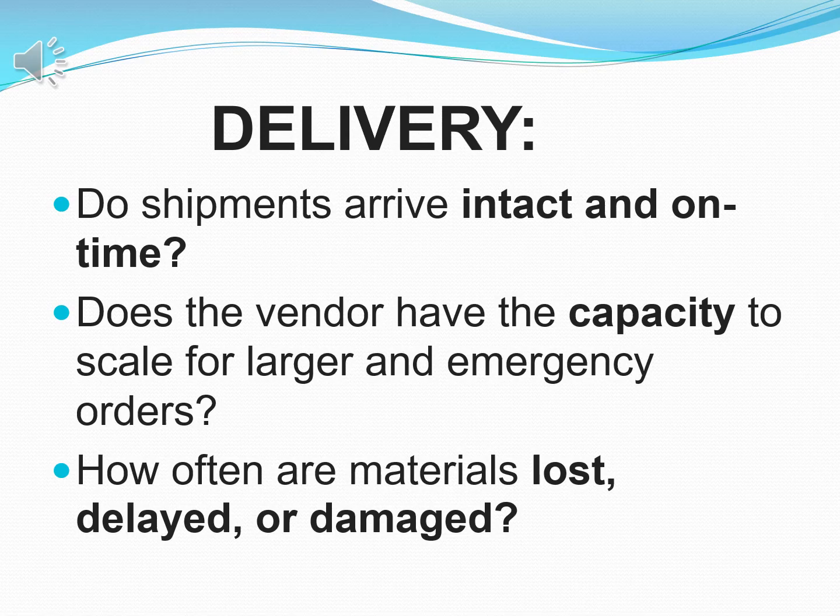Does the vendor have the capacity to scale for larger and emergency orders? So we also see how we can expand the capacity of the vendors, if they have any capacity, financial or technical, to fulfill our emergency orders as well. So this is another KPI of our vendor. How often is material lost, delayed or damaged? So it is also related to our delivery. These are a few more things: damaged, delayed or lost.